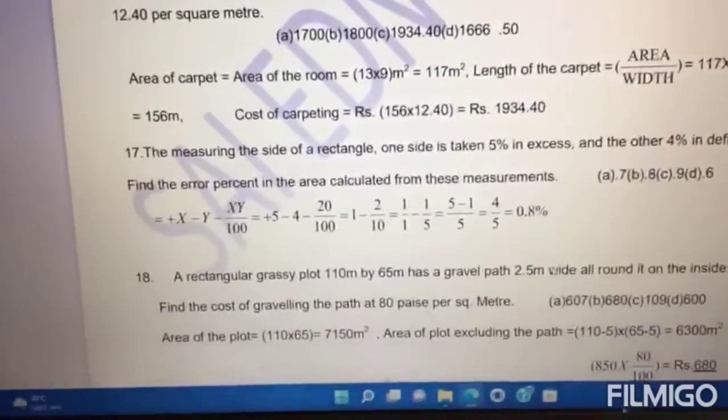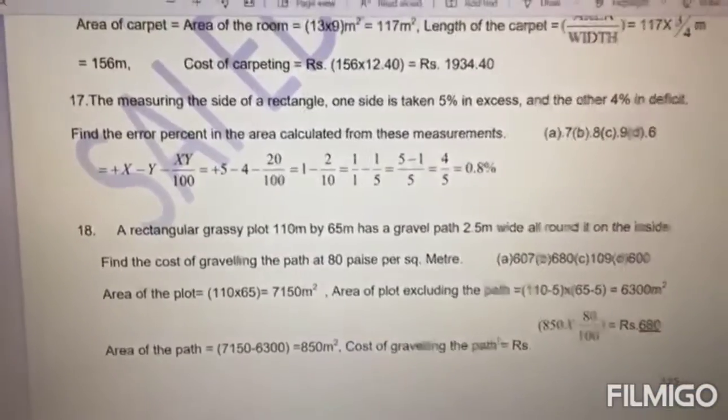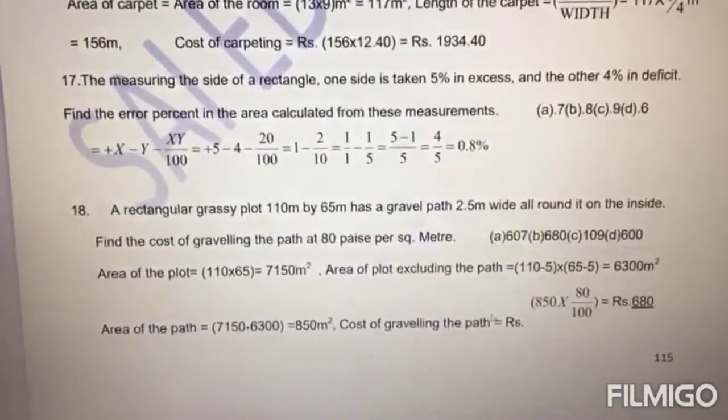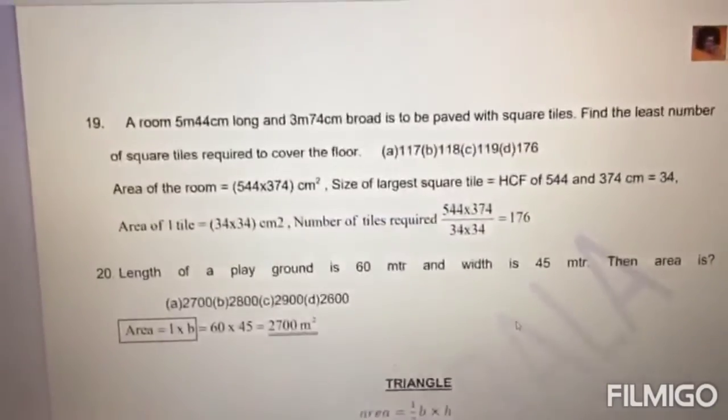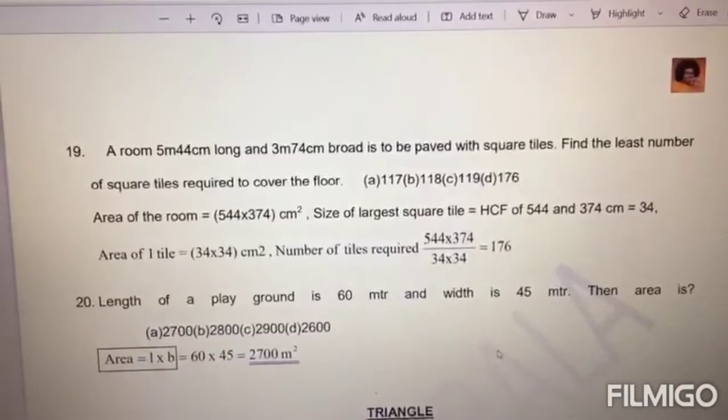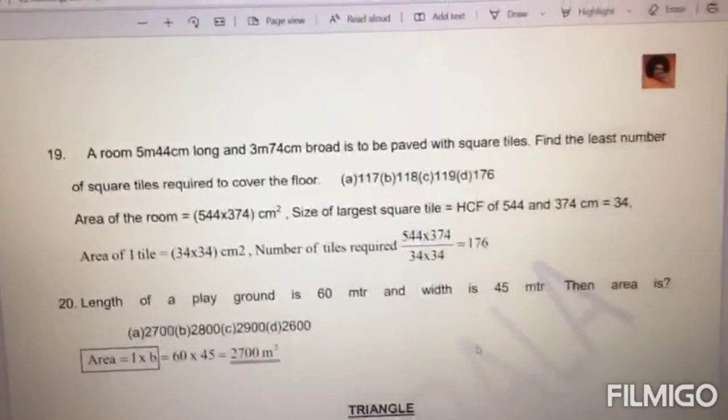Number 17 and 18 are very similar to some of the previous questions we did. So please try it on your own. So is number 20. Number 19, let's take a look.